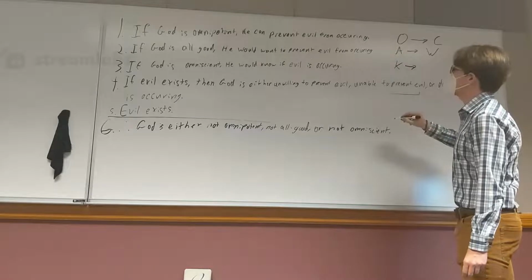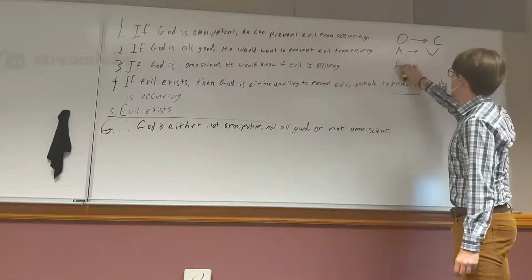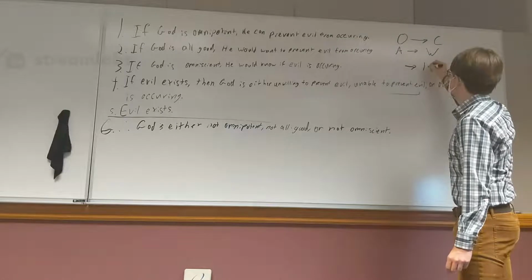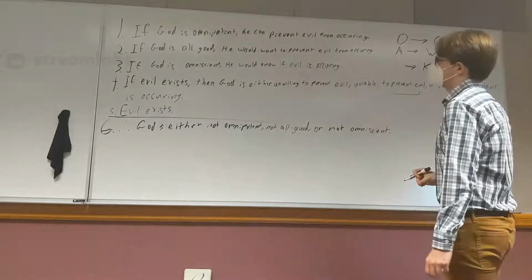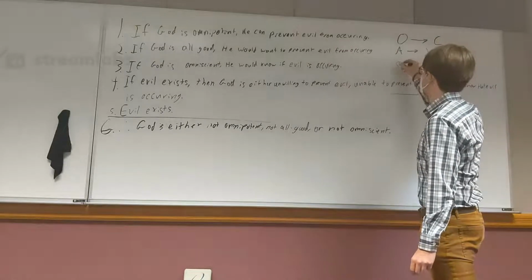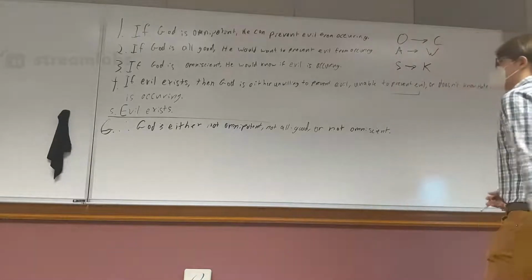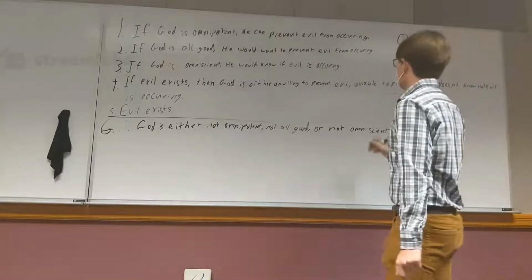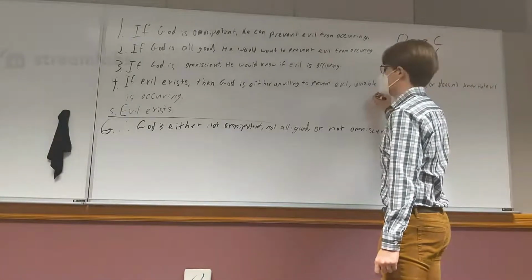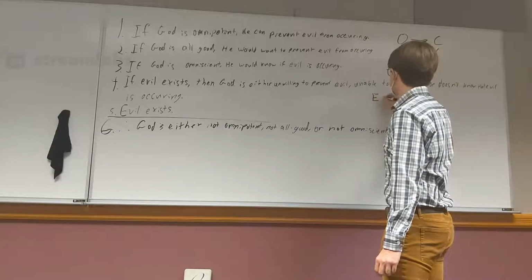And then he would know if evil is occurring. Actually, I'm not going to do K because I want K to be this one. So what should we do? I'll do S for omniscient. Yeah, I was thinking the same thing. And so then, if evil exists, we're going to do that as E.